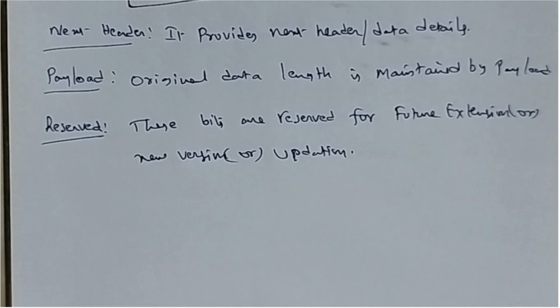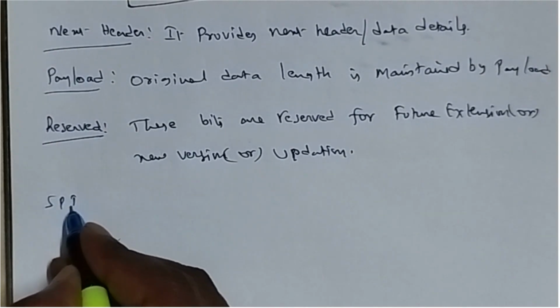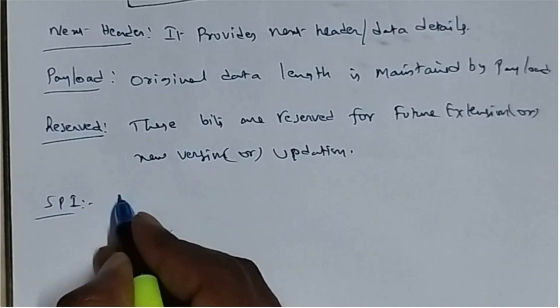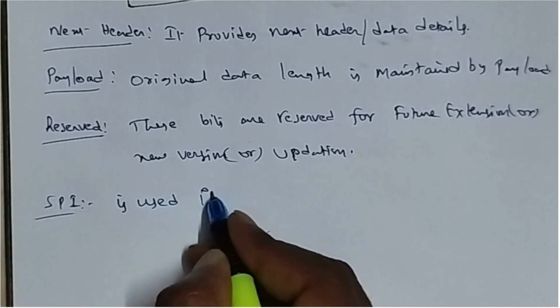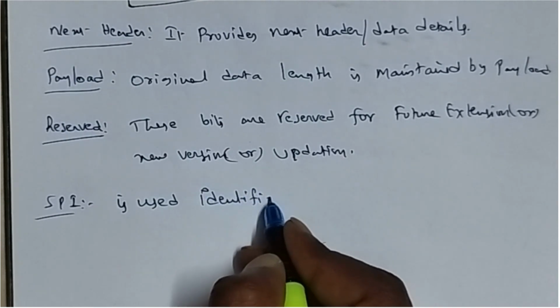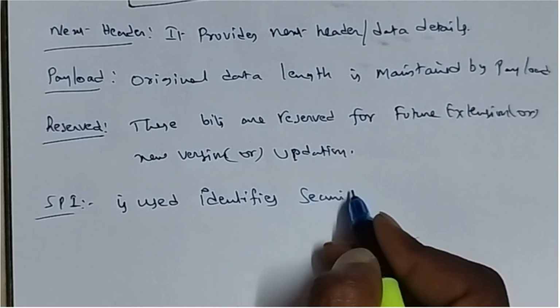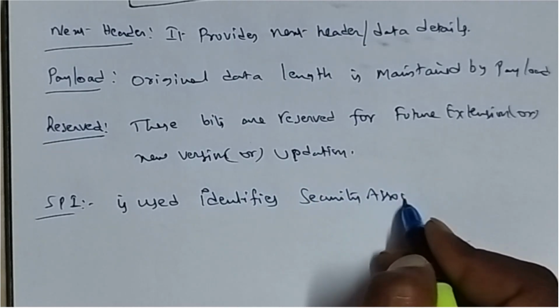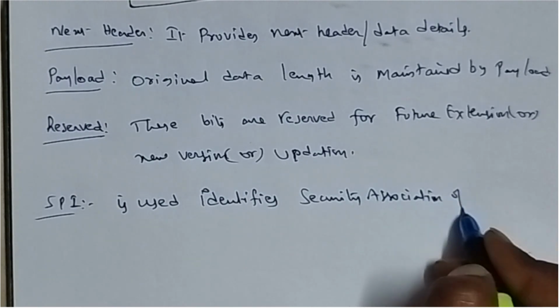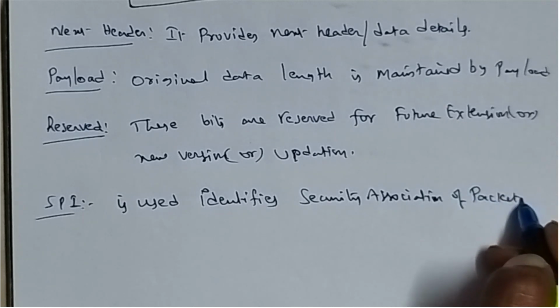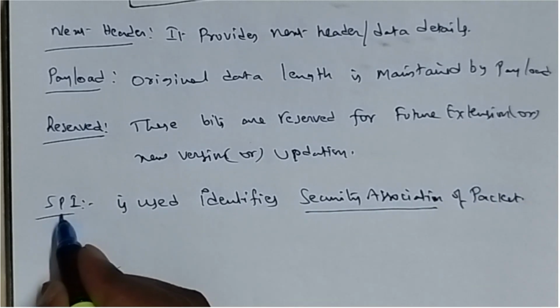And what is SPI? SPI is nothing but security parameter index. Here SPI is used to identify security associations, the security association of the packets. We saw in the previous class what a security association is.